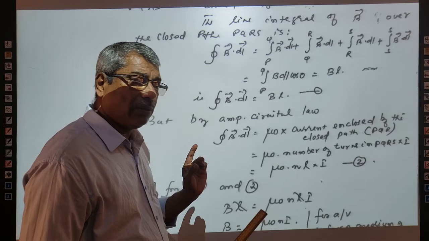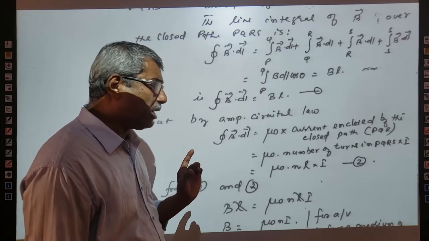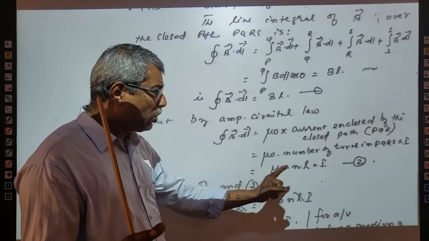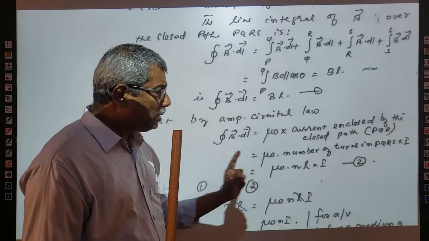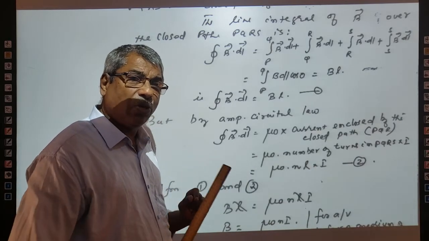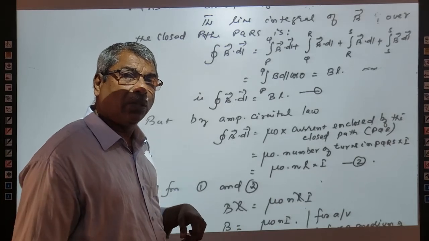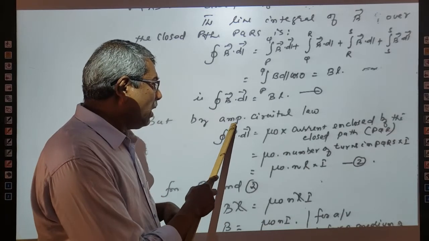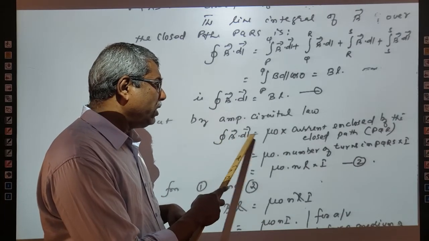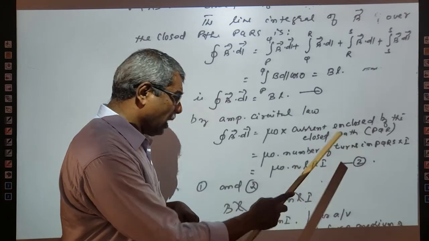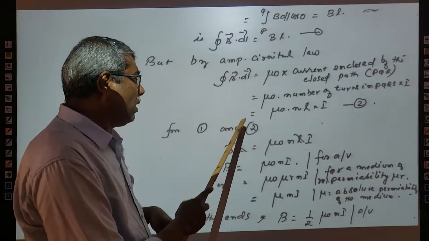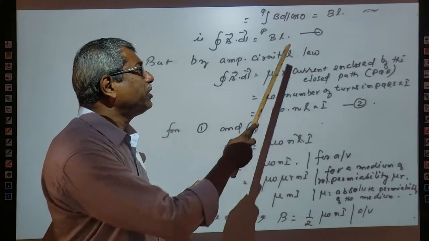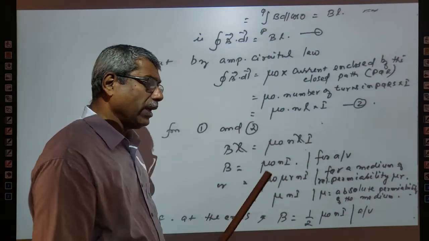That is equal to mu 0 into the number of turns in PQRS into I. In unit length of the coil, small n turns are there. So in length L of the PQRS part, the number of turns is equal to n into L. Through each turn, the current is equal to I. Therefore, total current enclosed by the path PQRS is equal to nLI. So we can say the line integral of the closed path, B·dl, is equal to mu 0 nLI. So the left hand sides are the same. Therefore, the right hand side also must be the same. Therefore, we can write BL is equal to mu 0 nLI.